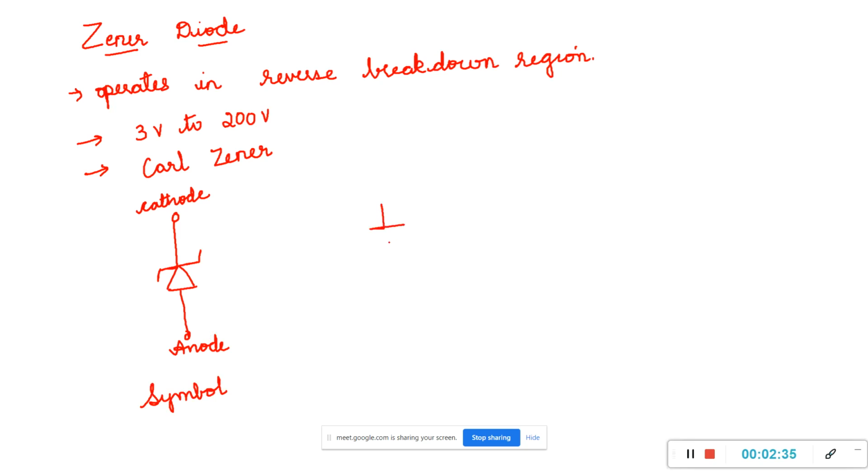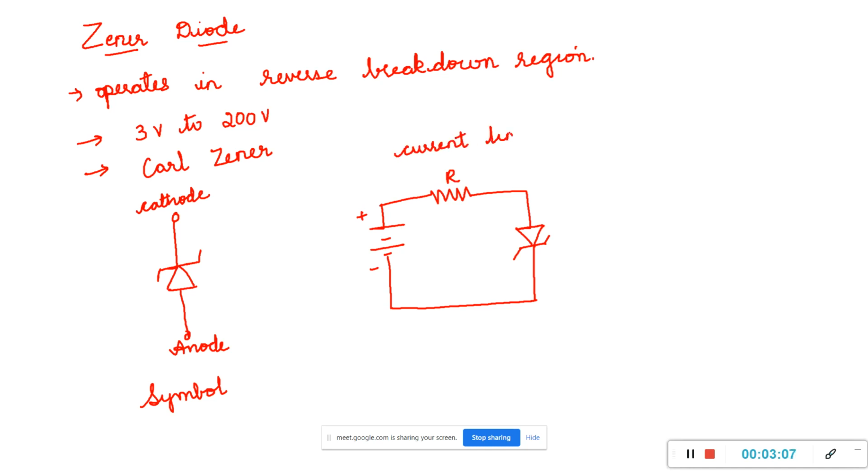Next, let me draw the forward biasing of the diode circuit. So this is a battery supplying the voltage. This is the R. It is known as current limiting resistor. And this is the Zener diode. Okay. So this is about the forward biasing.